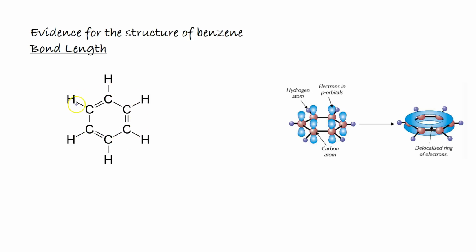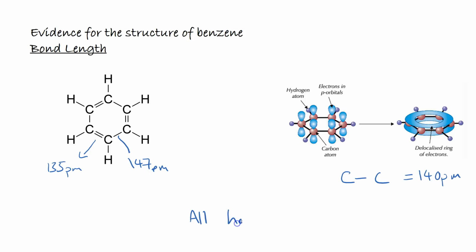If we were to imagine the bond lengths on the left hand side here, where we've got double bond, single bond, double bond, single bond, double bond, single bond, we'd expect the double bond to be shorter, about 135 picometers, and we'd expect the single bond to be longer at 147 picometers. However, via technology such as X-ray diffraction, the carbon-carbon bond is actually 140 picometers, and they all have the same bond length.